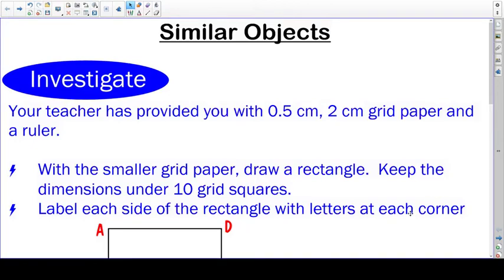Hi, grade 9s. Today we are going to do a lesson on similar objects. So we're going to try and start by doing this investigation.